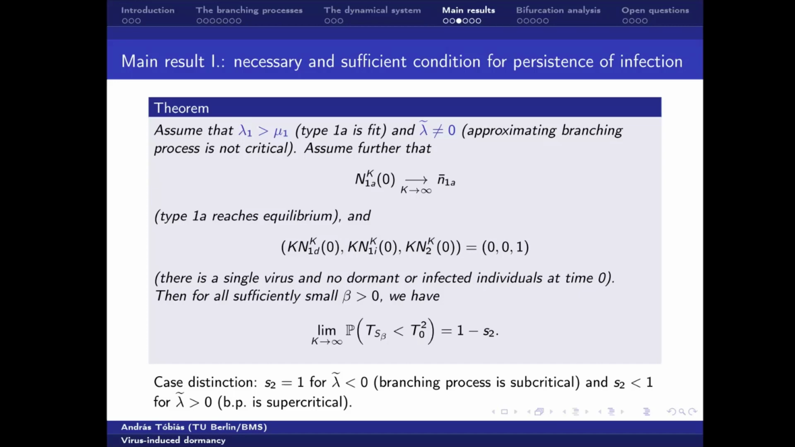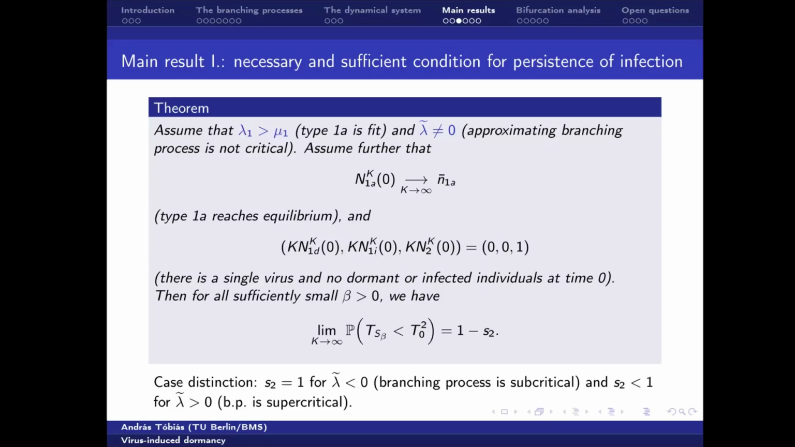Then for all sufficiently small beta, the limit of the probability that you reach the set S beta, this coexistence persistence set, before types 1I and 2 die out, this tends to 1 minus S2, where S2 was this extinction probability of the branching process. So S2 is equal to 1 for lambda tilde less than 0, when the branching process is subcritical, and it's less than 1 for lambda tilde greater than 0 when it's supercritical. Okay, so that's our first result.